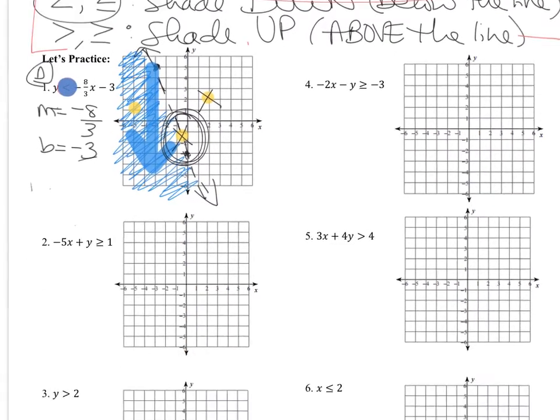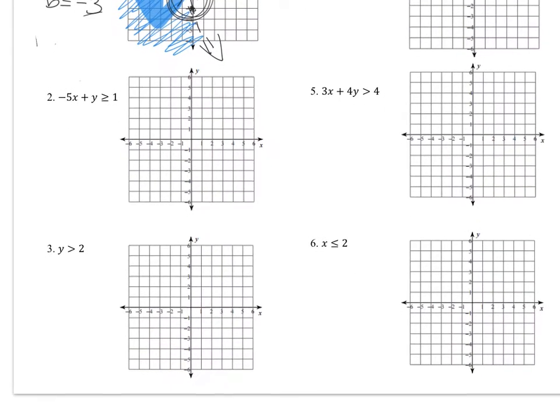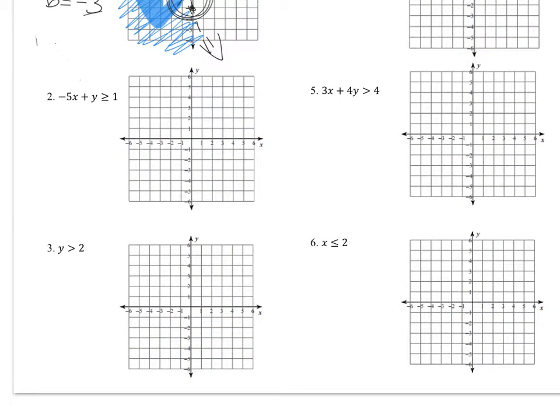So let's look at number 2. Looking at number 2, can I immediately graph it? No, because y is not by itself. So I'm going to get y by itself first. So what am I going to do to get y by itself? I'm going to add 5x to both sides. So I have y is greater than or equal to 5x plus 1.